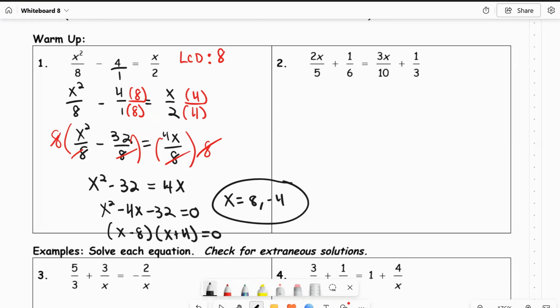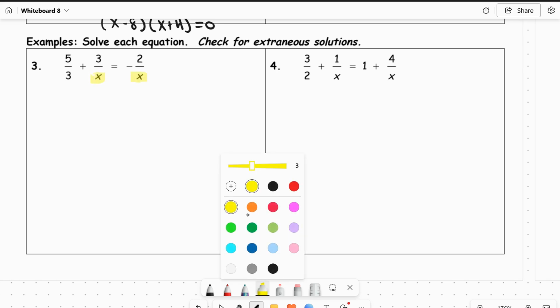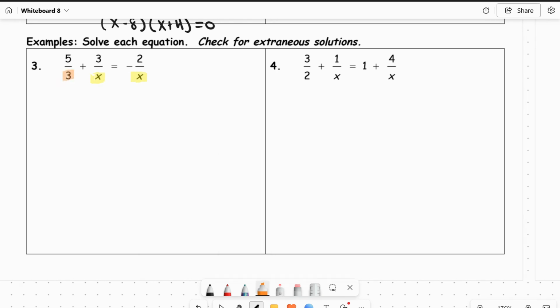So that was a good warm-up question, and that's the process that we are going to follow with the next couple, which are slightly more complex. Looking at number 3, our first goal is to create a least common denominator. Looking at the components of my denominators, I have x's, and I have a 3. Since those are all the elements that I have in my denominators, my LCD would just be 3x.